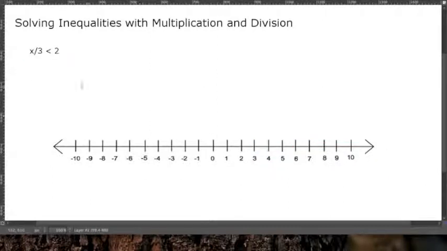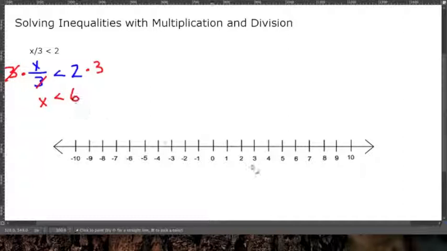Our next problem says x divided by 3 is less than 2. Rewritten, this is x over 3 is less than 2. So all we need to do is multiply both sides by 3 to get x by itself. So our 3's are going to cancel out on this side, and we're going to be left with x is less than 2 times 3, which is 6.